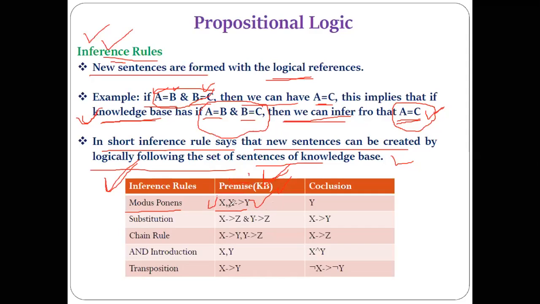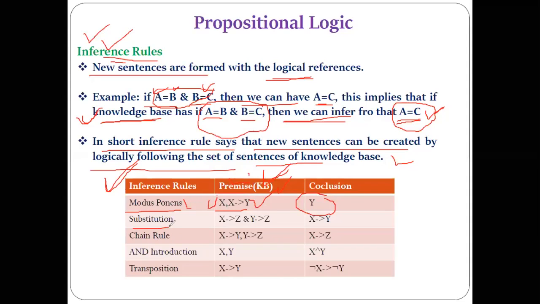Now for example, if in the knowledge base we have a relationship like this: x comma and x implies y. Now from that, the conclusion can be made as y. This particular inference rule is called the modus ponens.